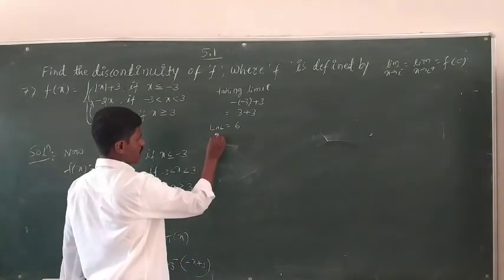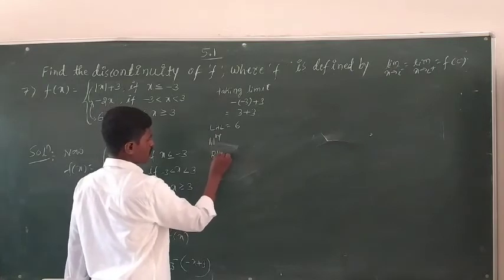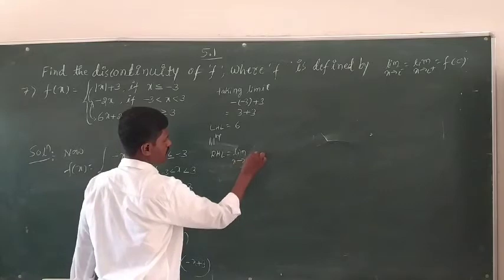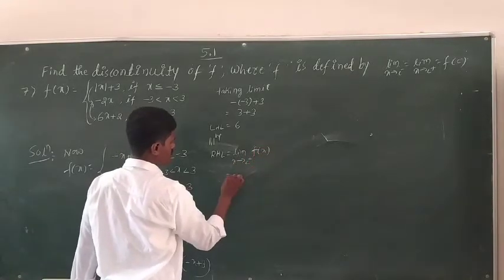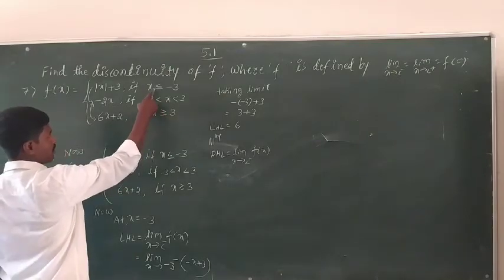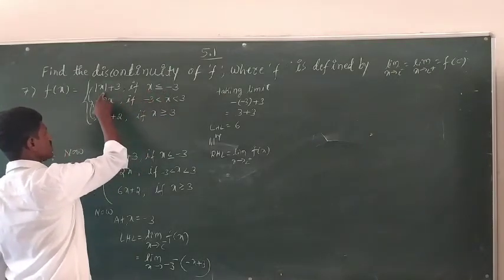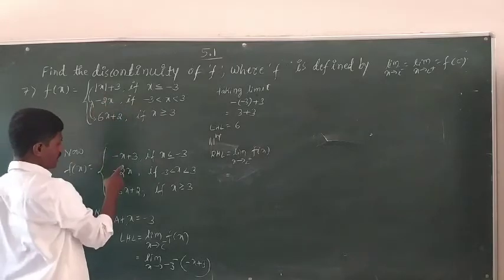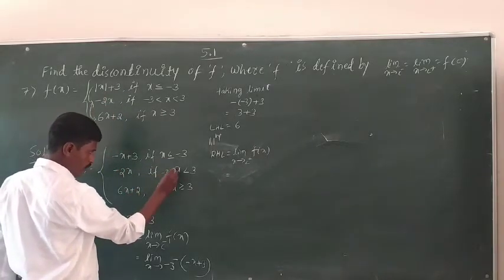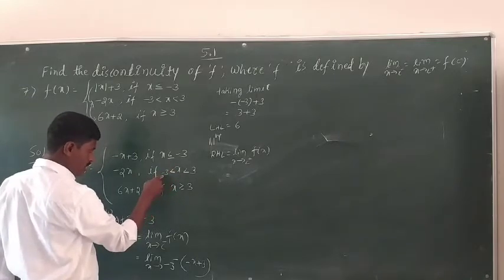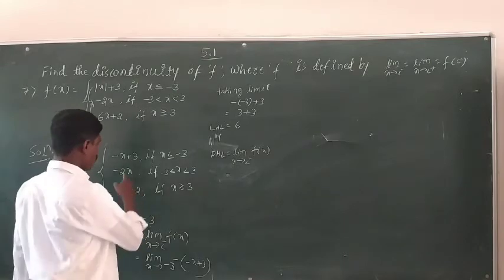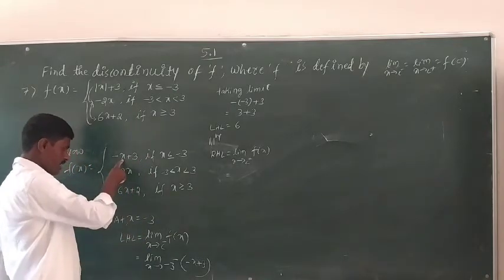Similarly, the RHL is the limit as x tends to c plus of f of x. When x is less than minus 3, the function is minus x plus 3. When x is greater than minus 3, the function is minus 2x. That is the RHL. So this one is the LHL and this one is the RHL.